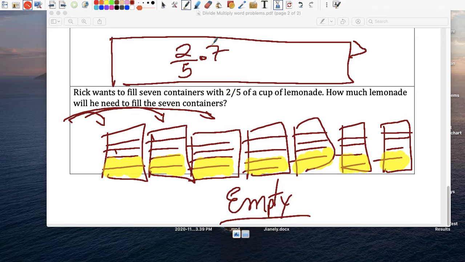So this is definitely a multiplication problem. So times 7, put it over 1. 2 times 7 is 14. 5 times 1 is 5. How many times can 5 go into 14? 2 times. ¿Cuánto sobra? 4 out of 5. So I need 2 containers and 4/5 of another one to fill 2/5, 2/5, 2/5, 2/5. Okay, and that's it.